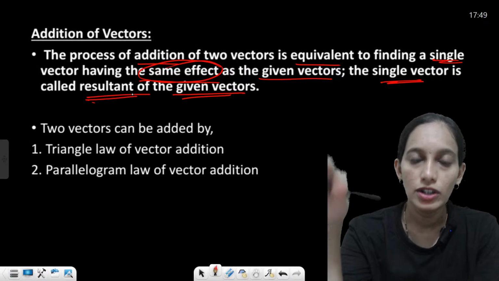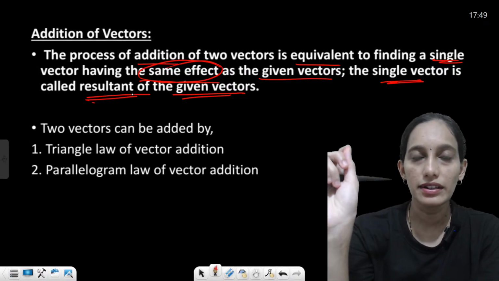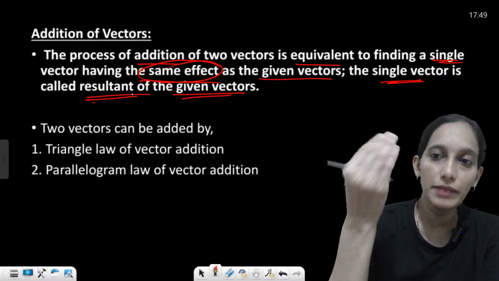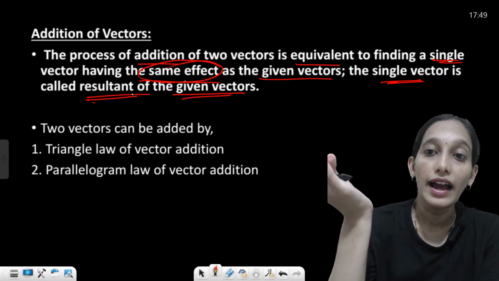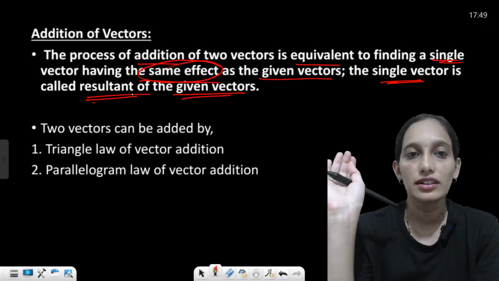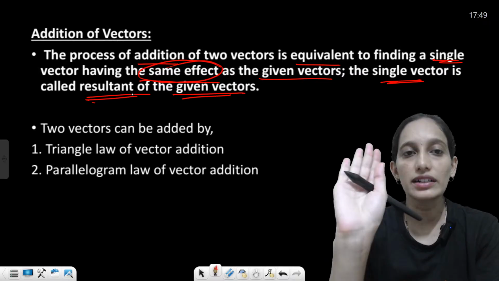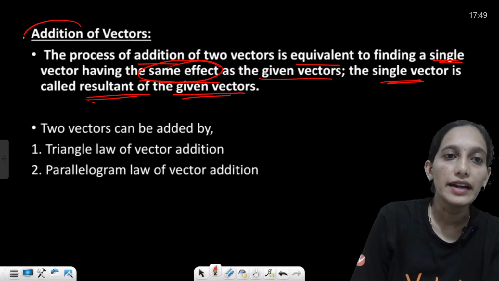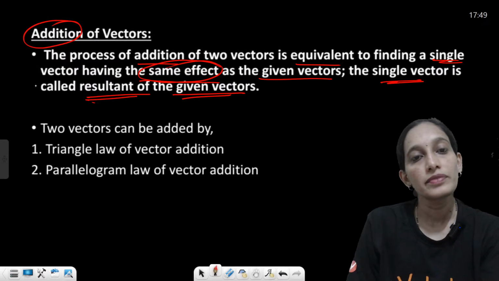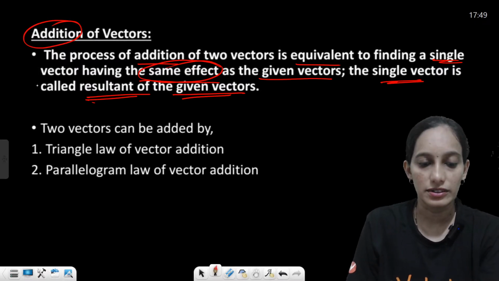Is that clear? So if you do addition of two vectors we will get a single vector which is going to give us the same effect, and that single vector is called the resultant of the given vectors. So finding the resultant of vectors means you should do addition of vectors.